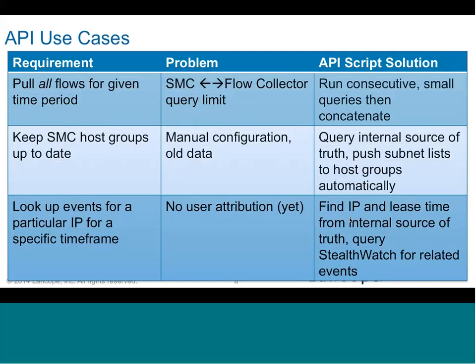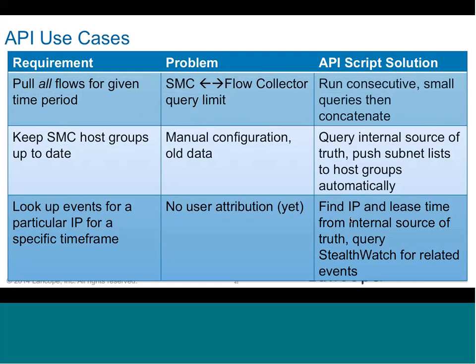So one of the things that CSIRT's been looking at over the last 18 to 24 months is leveraging the API that's made available from Lancope. I just want to call out and walk through some of these, just to illustrate ways that we've said, hey, we can't quite get the data the way we want it, or we want to approach it a little bit differently. So the first use case is the ability to pull all flows for a given time period.